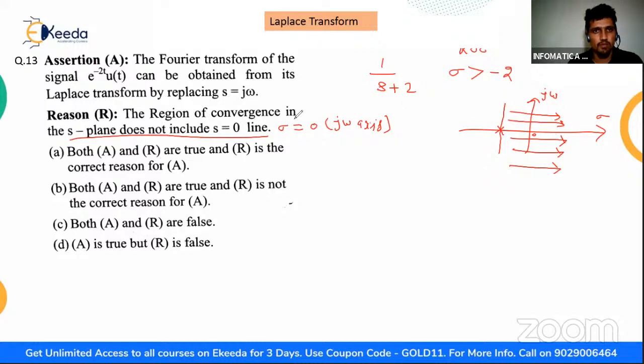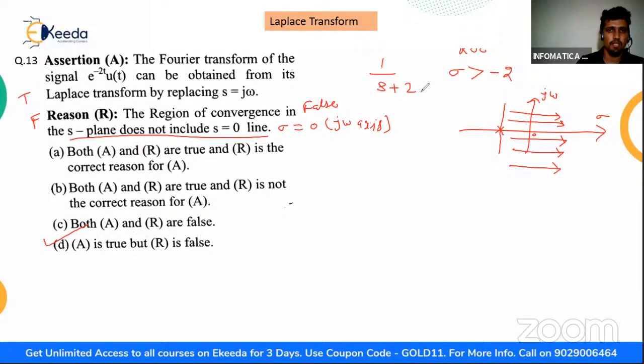But the reason states that the region of convergence in the S plane does not include it. It is including it. So this is false. This statement is false. This is true, and this is false. So which is correct? D. This is true and this is false.